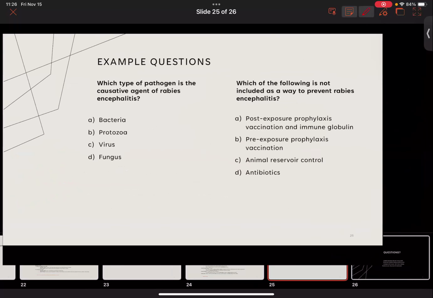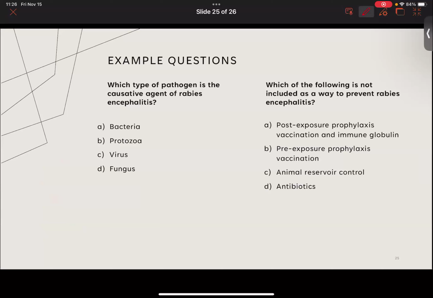All right, our example question for rabies: which type of pathogen is the causative agent of rabies encephalitis? Rabies is a virus. And yes, this really is one of my most missed questions on this portion, this chapter for this exam. Please don't forget that rabies is a virus.